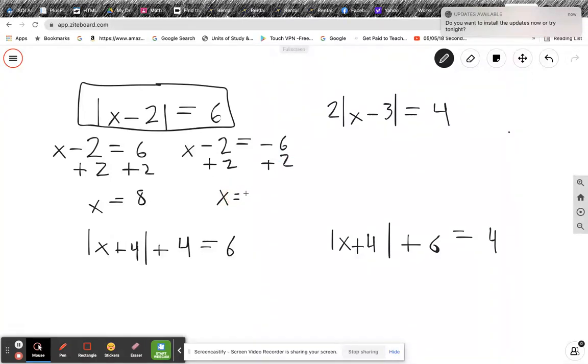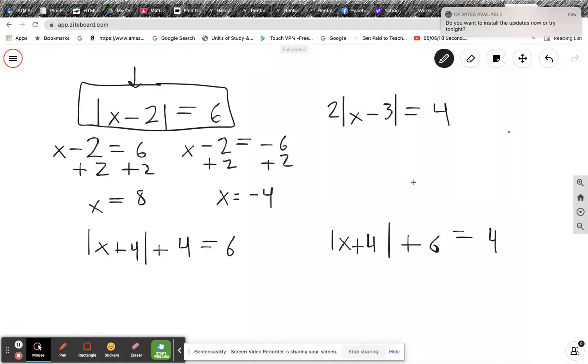I can't stress enough, it's really important that you test these solutions in the original problem. So if I put in 8 into the original problem, which is up here, we get 8 minus 2, which is 6, and the absolute value of 6 is indeed 6. Or put in negative 4: negative 4 minus 2 is negative 6, and the absolute value of negative 6 is 6. So both of them come out correct.